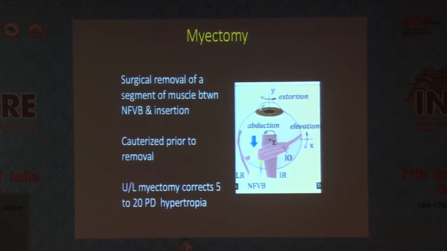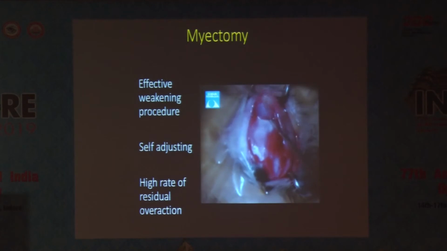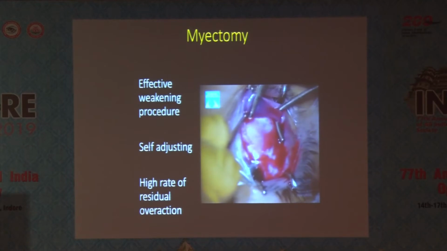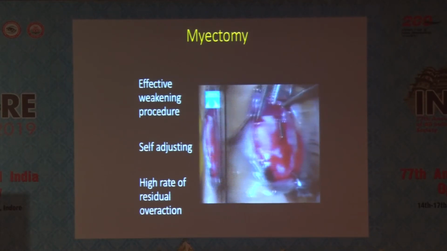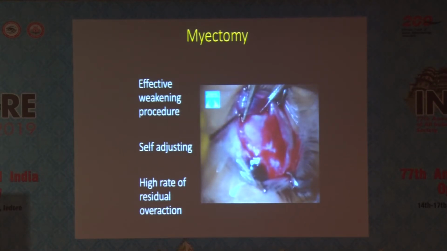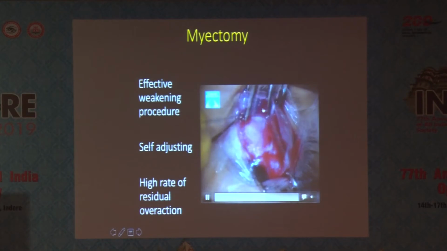An alteration to this procedure is myectomy, where you cut a slab of muscle, about 5 to 8 millimeters of the muscle piece is removed, and this can correct almost up to 5 to 20 prism diopters. In the place where I trained, Shankar Netralaya, Dr. Surendran just does myectomy with extremely good results. So myectomy is a very simple procedure. You hook the inferior oblique and place two artery forceps at a distance of about 5 millimeters, and then cut off the segment of muscle between the two artery forceps.